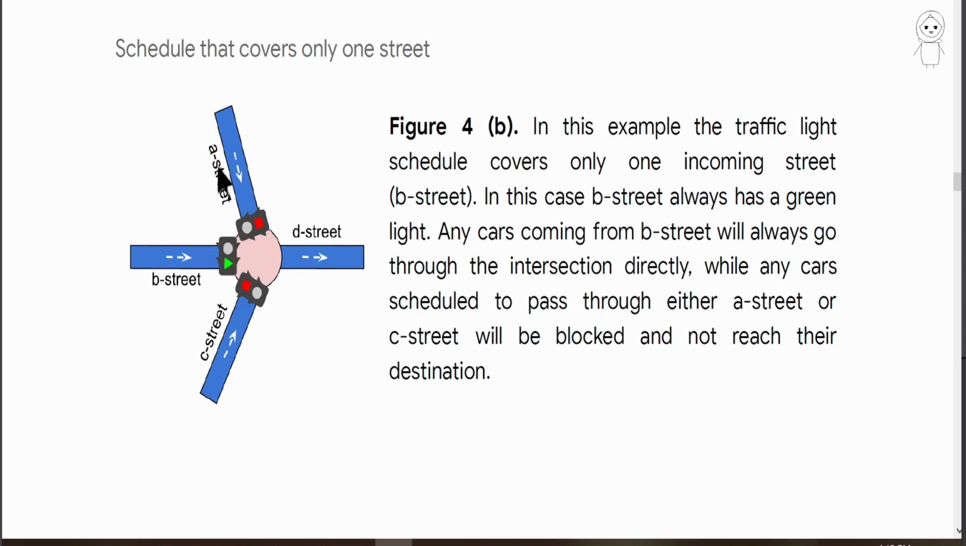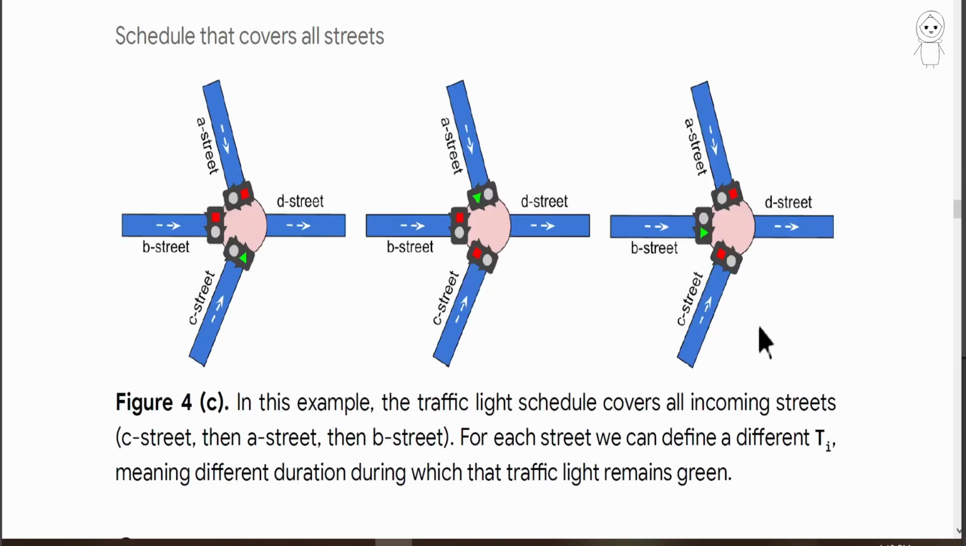And here it says, schedule that only covers one street. Finally, the schedule that covers all of the streets. Figure 4c. In this example, the traffic light schedule covers all incoming streets, C, then A, then B. For each street, we can define a different TI, meaning different duration during which that traffic light remains green.